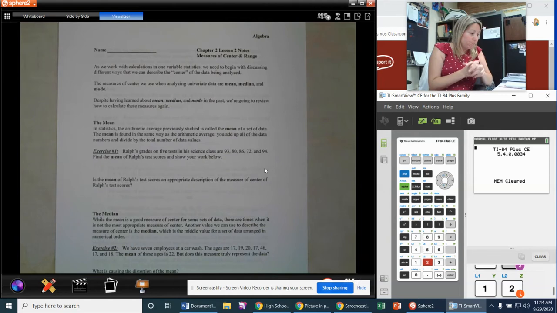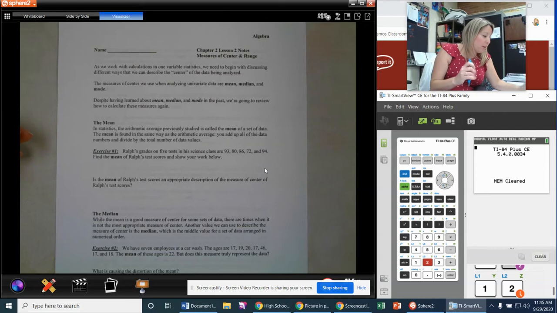So, mean, it's your average. Median, it's your middle. Mode, it's your most. These are the main pieces we use to describe the measure of center when it comes to our data sets. The range is the maximum minus the minimum. A lot of M words here, right? Mean, median, mode, max, min. Lots of M words, but we need to know what all of them are.